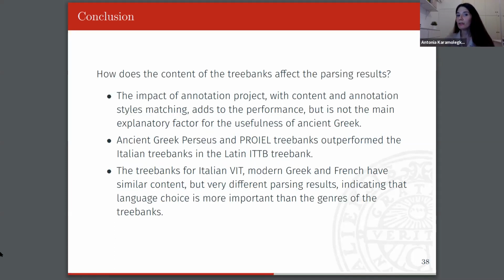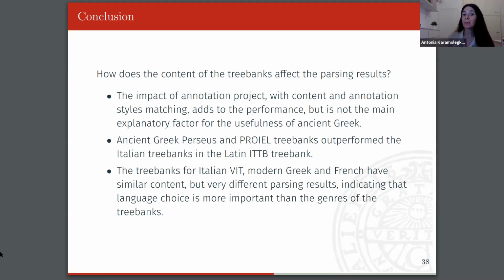Now, concerning the content of the treebanks, the impact of the annotation project seems to add to the performance, but it is not the main explanatory factor for the usefulness of ancient Greek, because we saw that the ITTB Latin treebank, which is not from the same annotation project, also has really good performance with ancient Greek.